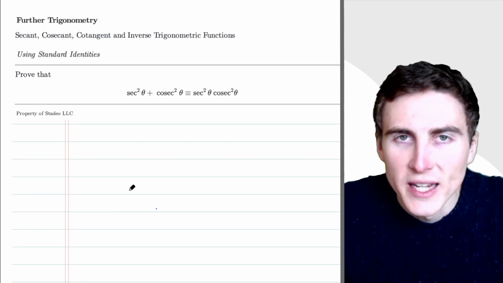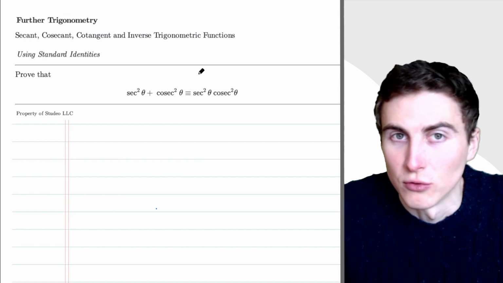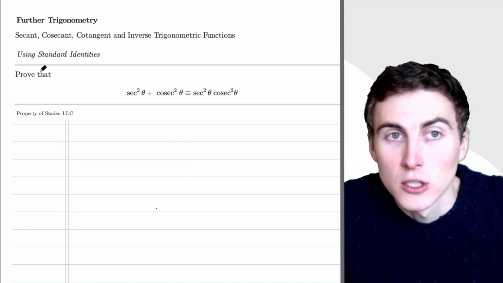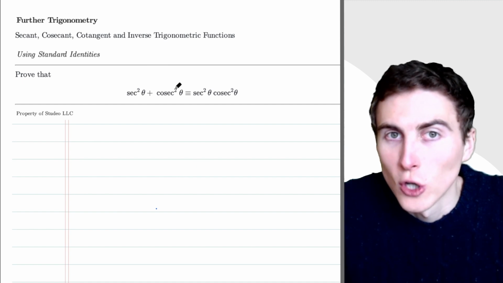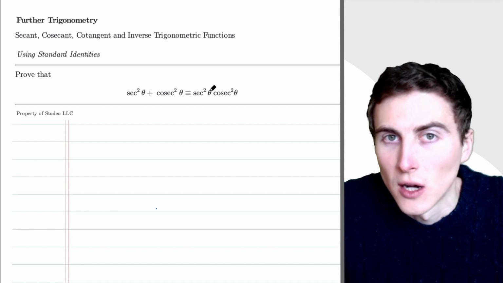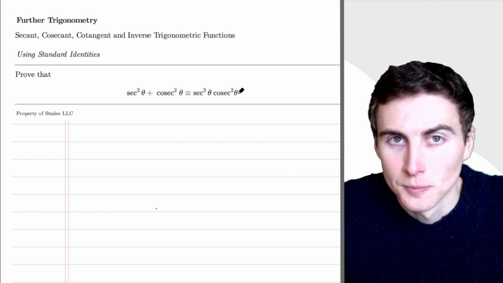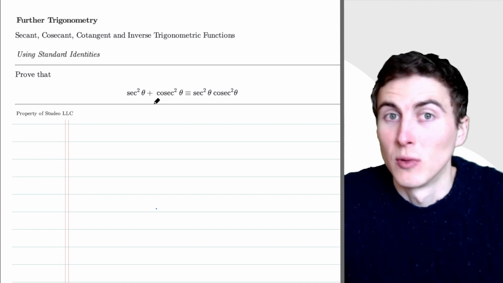Hi there. So in this video, we're doing a trigonometric identity proof. We're asked to prove that sec squared theta plus cosec squared theta is identical to sec squared theta times cosec squared theta. So we can just take this left-hand side, manipulate it and simplify it until we get this right-hand side.